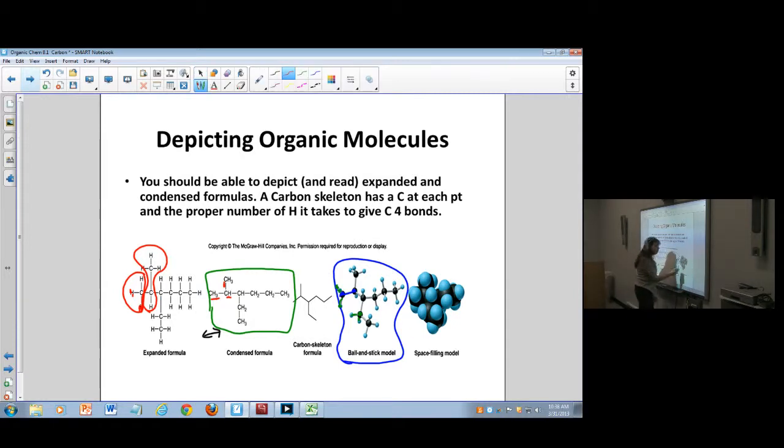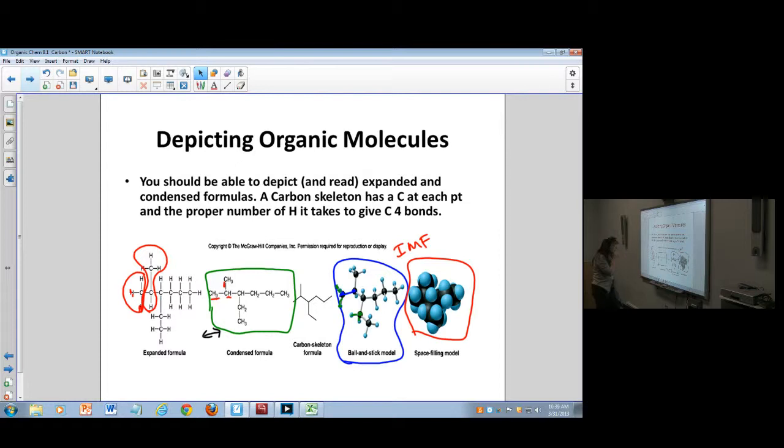And then this structure right here is something called the space-filling model, which is really nice if you're wanting to know something about the intermolecular forces, for example, or what's the shape of the entire molecule. Is it really long and expanded, or is it really compact and small? So these space models help you see some of these things.